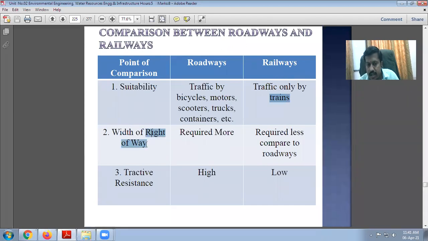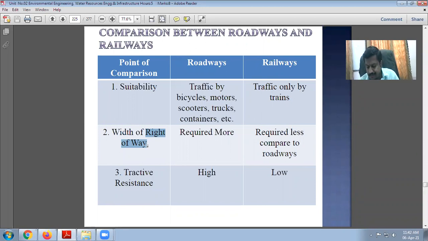What is right of way? Can anybody tell? What is the definition of right of way? I think in the first unit, last half, roads section, components of road we have discussed in detail, roads in embankment and roads which are in cutting. So there you have gone through this term, right of way. What is the right of way? Please tell me the definition.